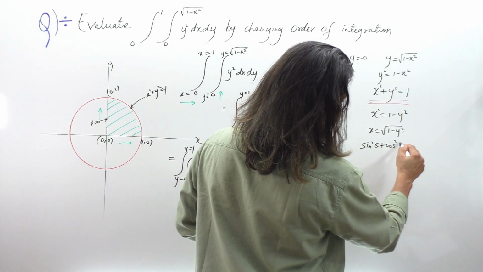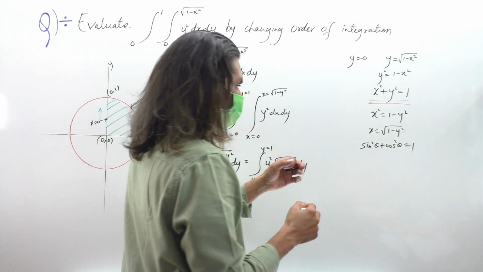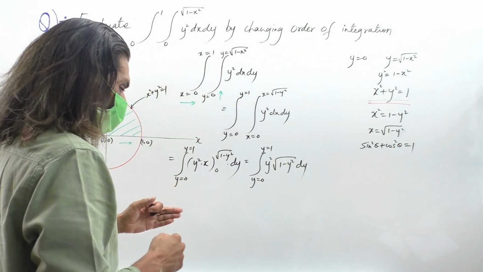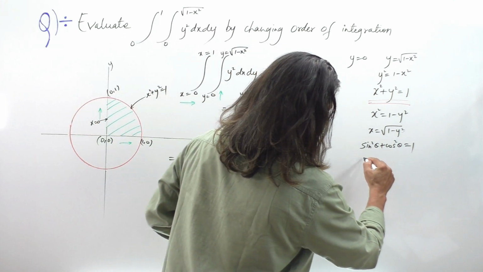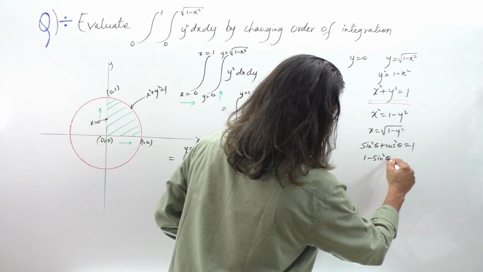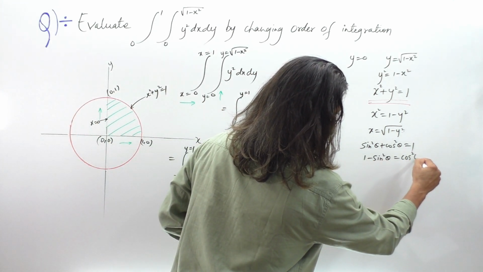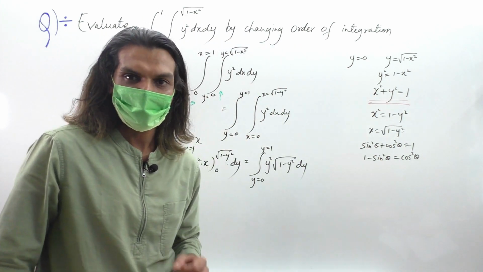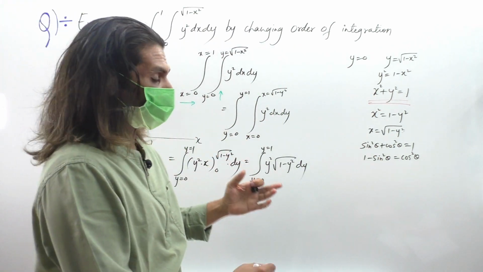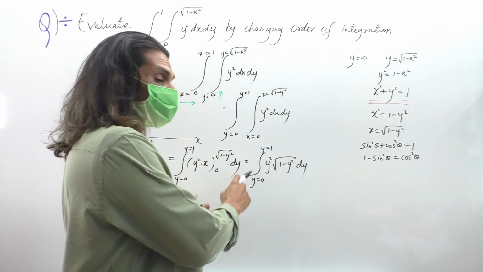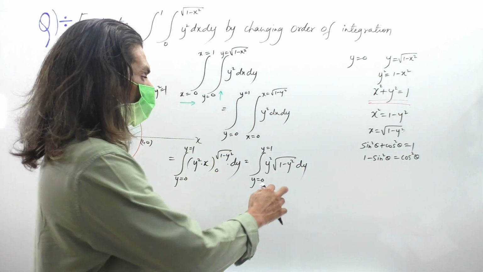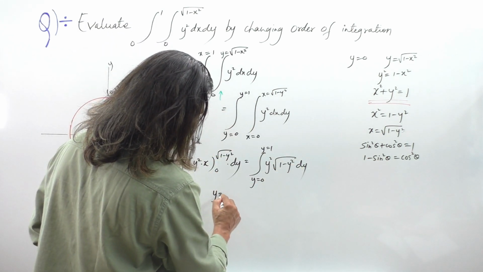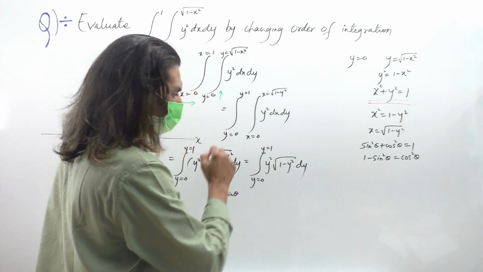So this is widely used here, is equal to 1. That means we can write 1 minus sin square theta is equal to cos square theta. Right. So wherever in integration, substitution works in a very easy way. We simply put y is equal to sin theta.